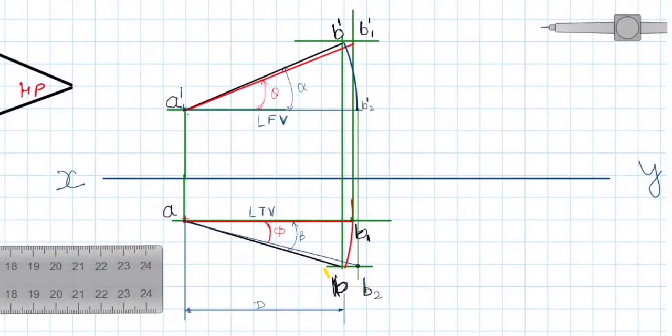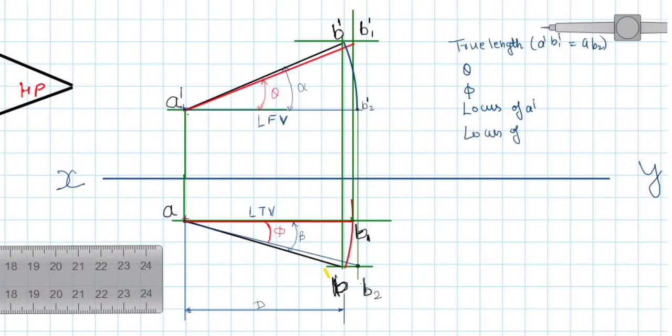Okay, so in this whole problem, we have to find out some results. What are those results? I am writing those results as true length. This is the true length, A dash to B1 dash. Next we have A to B2. Then we find out theta. Then we find out phi. Then we have the important term, locus of A dash. This is the locus of A dash. Then we have locus of A, this line representing the locus of A.